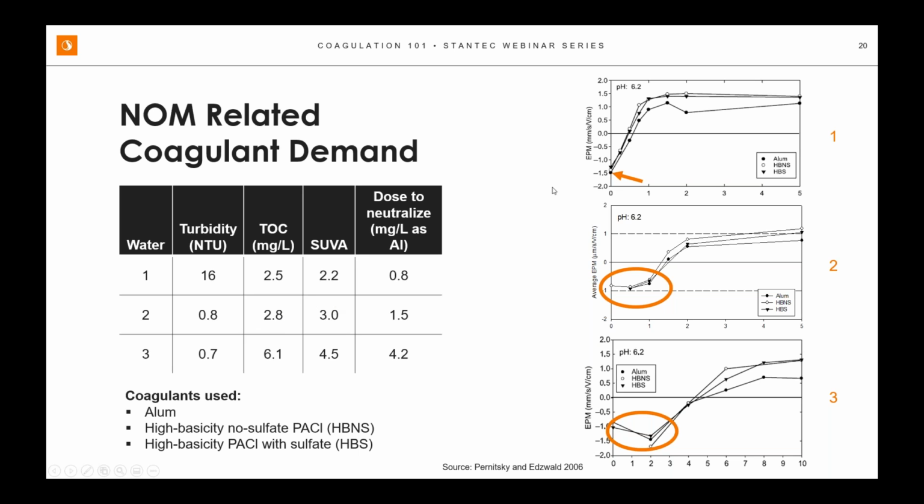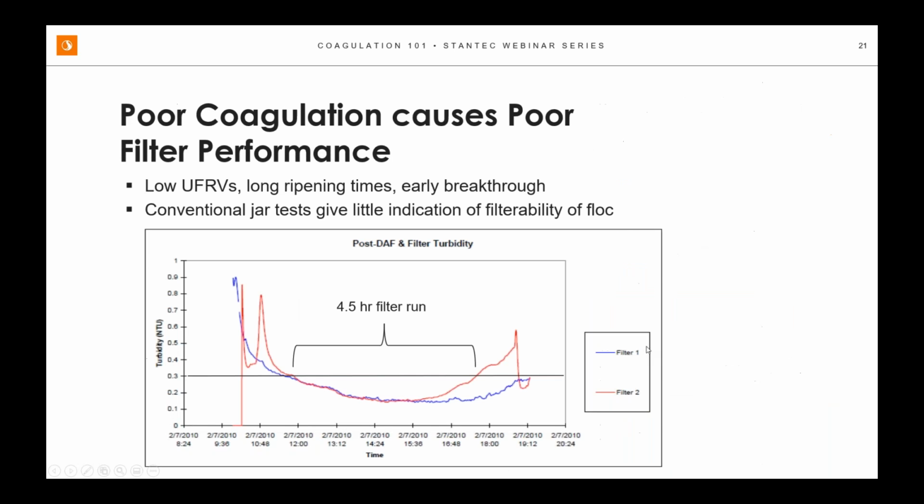The SUVA is 3. Here's where you see that charge demand. And this water, again, low turbidity, water number 3, TOC of 6, very high SUVA. The scales are different here to fit them all on, but we've got a charge demand. The curve is pretty flat for like 2 to 3 milligrams of aluminum, twice what it is up here, okay? So the higher the organics, the more that initial charge demand. And this is even at kind of optimum pH conditions.